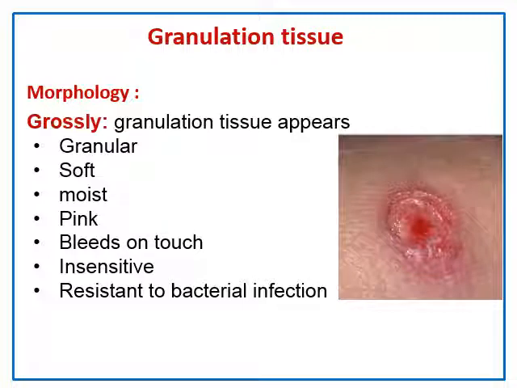Morphology of granulation tissue. Grossly, granulation tissue contains a lot of blood vessels, so it's expected to be pink. The blood vessels are permeable, so it's expected to bleed on touch, and to be moist because of edema, and to be soft because there is no collagen. There is no nerve supply or nerve regeneration, because even the nerves injured in the connective tissue never regenerate, so it's insensitive.